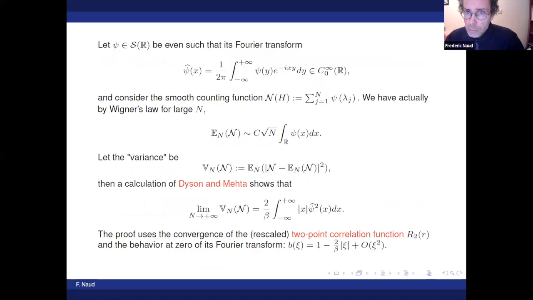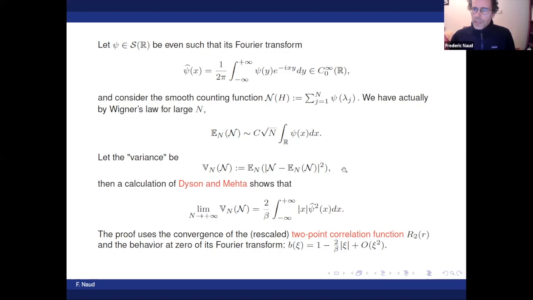So what about very simple smooth counting functions? If you want to count in a smooth way, you can just count your eigenvalues using a smooth test function, psi, which is basically the Fourier transform of a compactly supported smooth function. So your test function is in the Schwartz class. And the expectation of this counting function, you can actually compute this. It grows like square root of n. This is because of Wigner's law. The mean level spacing is 1 over square root of n. So if you do this computation, you get that term.